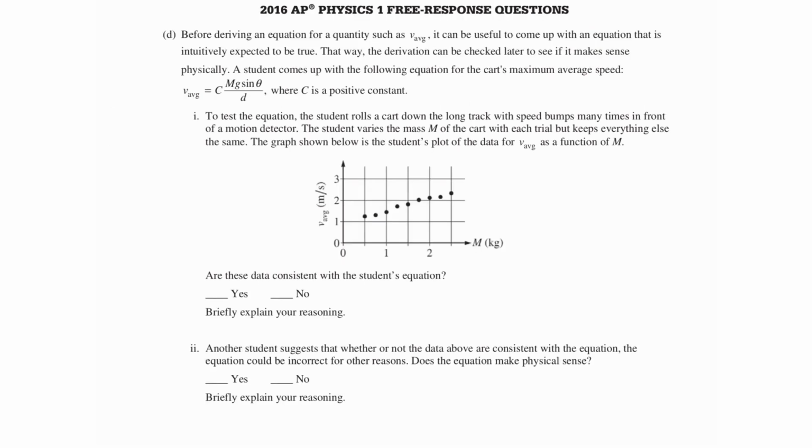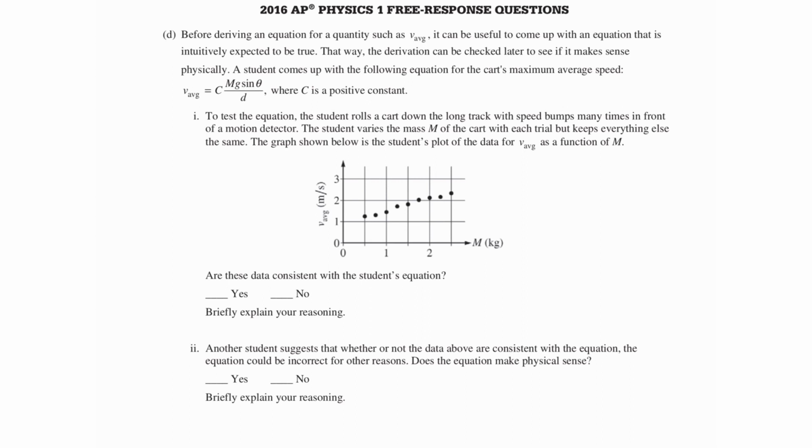Part D says, before deriving an equation for a quantity such as V average for the track that we've been looking at, it can be useful to come up with an equation that is intuitively expected to be true. I feel like Part D is a very valuable sort of question to think about. They propose this equation: V average is equal to some constant C times the mass times gravity times the sine of the angle of the ramp, divided by the bump spacing D.